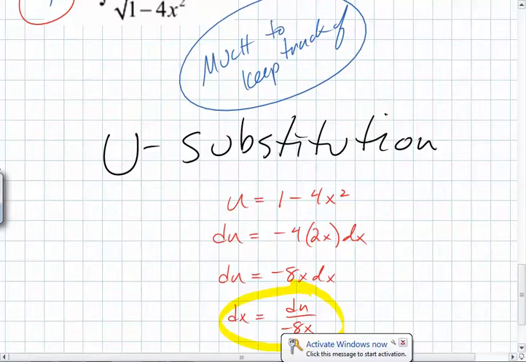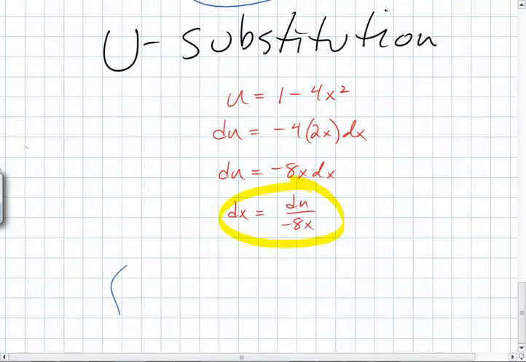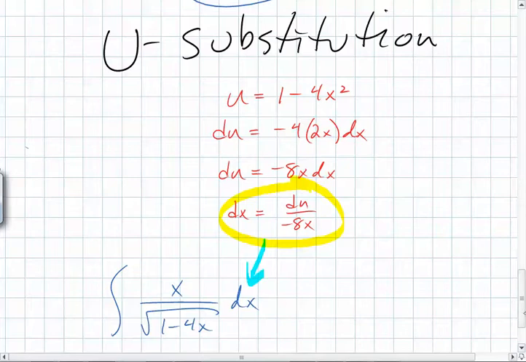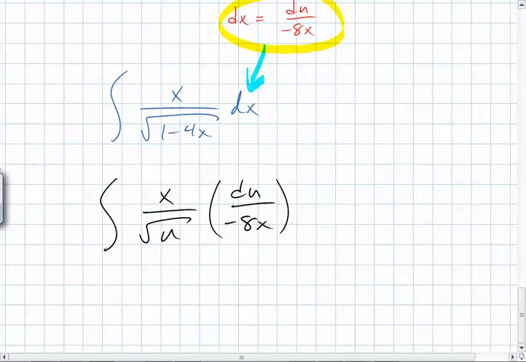Well, let's take a look at our original equation right here. So what are we looking at? We have the integral of what? x over the square root of 1 minus 4x dx. But what does dx equal? So what do you end up with? x over the square root of u times du over what? Negative 8x. What cancels here? The x cancels. What can I pull out to the front of this integral? Negative 1/8. And it's 1 over the square root of u du.